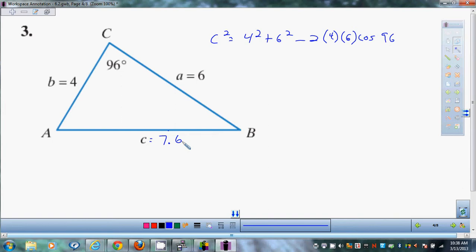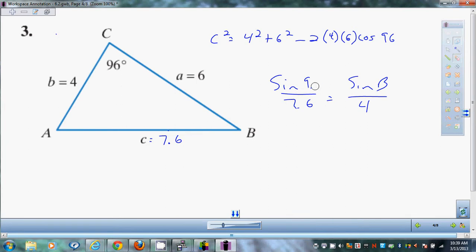Okay. Now, which angle do you want to solve for? They couldn't. Neither of them can be obtuse, so just pick one. B. Yeah, when in doubt, always go with the smallest one, just in case, but this one couldn't possibly be obtuse because we already have one of those. Sine of 96 over 7.6 equals sine of B over 4. Multiply, divide by 7.6, take sine inverse.